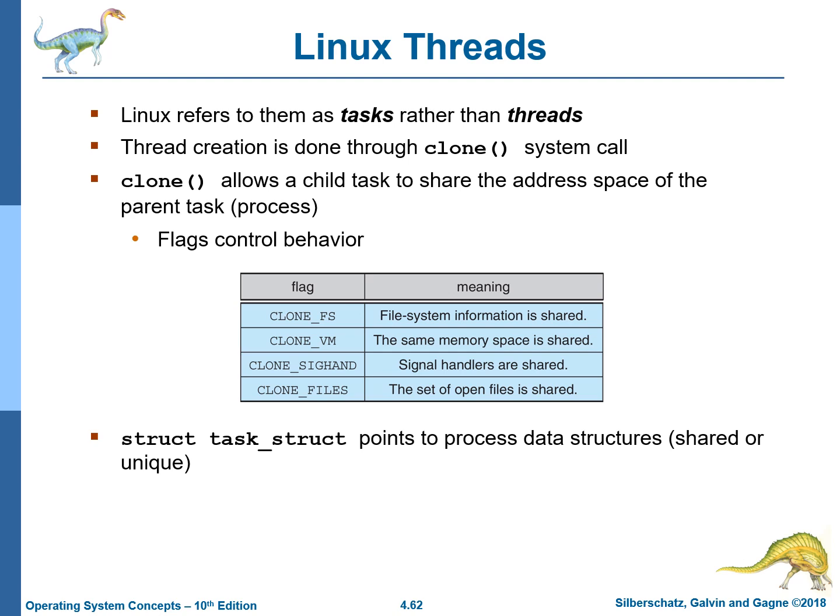The flag CLONE_FS means file system information is shared. CLONE_VM means the same memory space is shared. CLONE_SIGHAND means signal handlers are shared, and CLONE_FILES means the set of open files is shared. Struct task_struct points to process data structures, shared or unique.